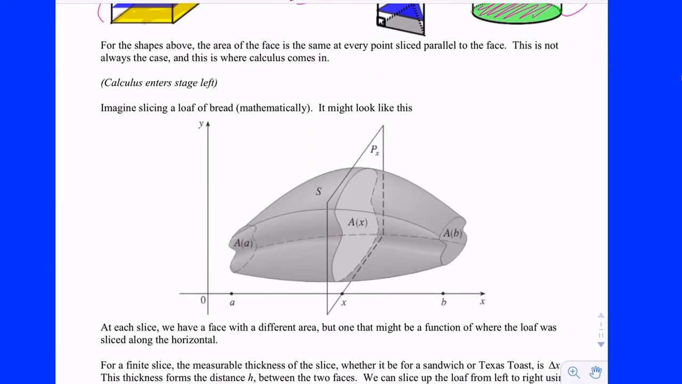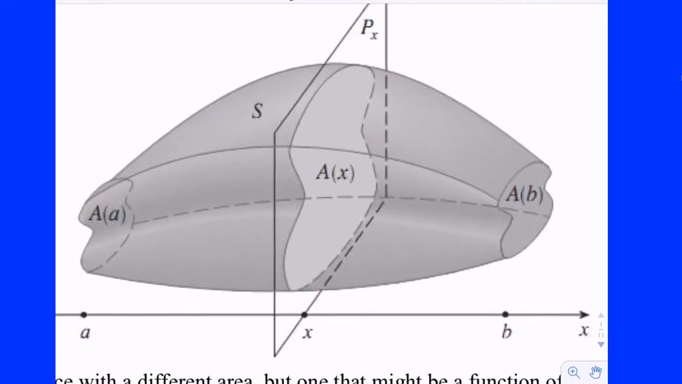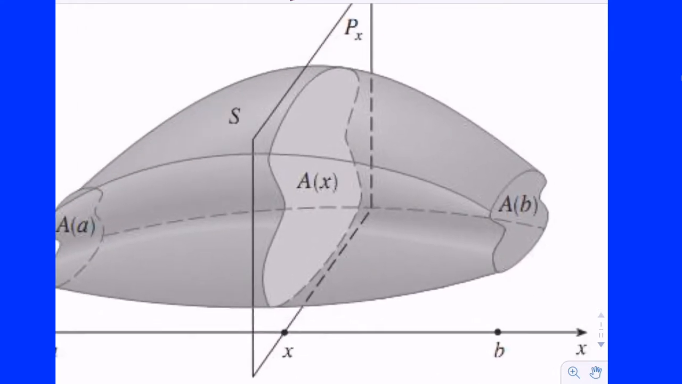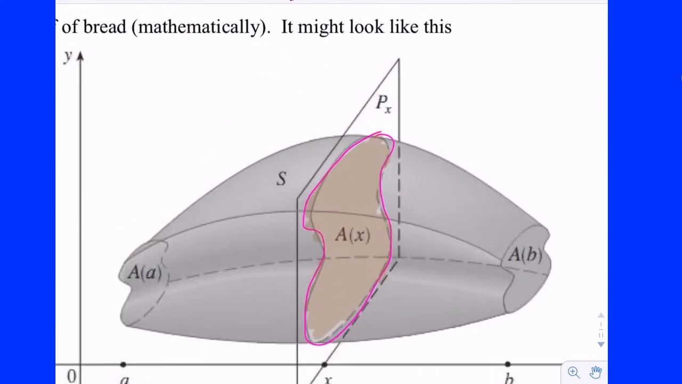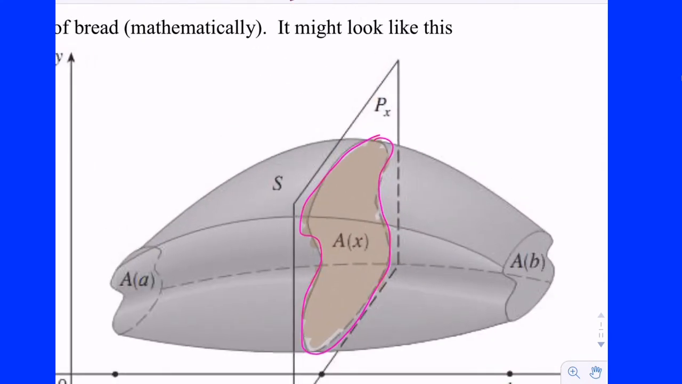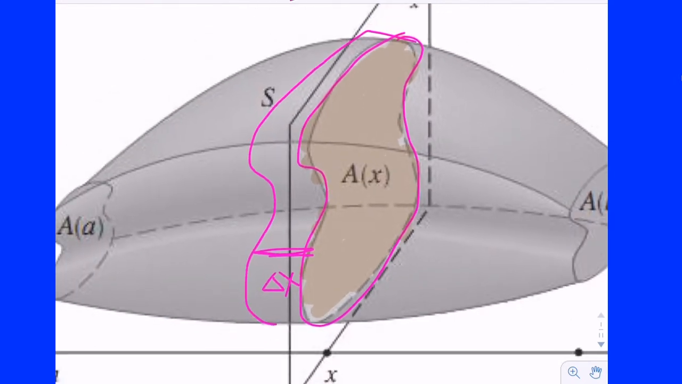Okay, so imagine slicing a loaf of bread mathematically. It might look like this. Here's a piece of bread. All right, you take a slice out of it. You want this slice right here. Well, if you could somehow find the formula for the area of the face of that piece of bread, the one that you would butter or whatever, the thickness of that piece of bread would depend on how thick you sliced it, right? Now, if you're in Texas, you probably slice Texas toast, right? And you have a pretty big delta X, right? Texas, everything's bigger, including our slices.